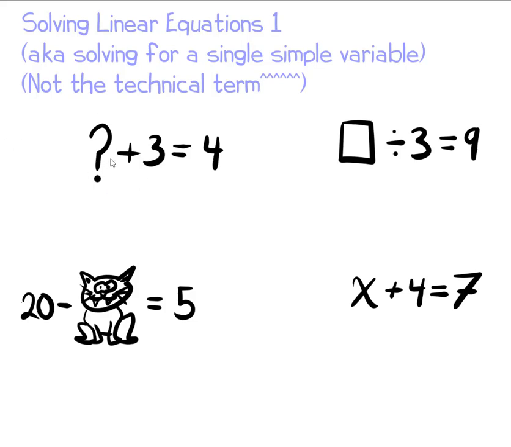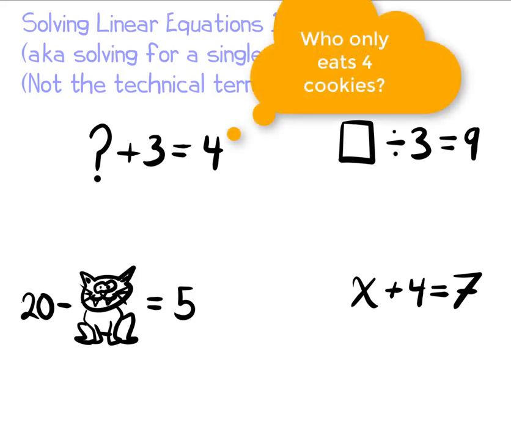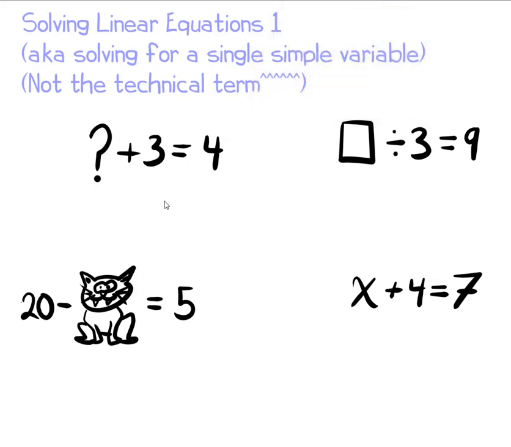So in this case, you've been doing this since you started school, when you had something like question mark plus 3 equals 4. In other words, maybe you had 3 cookies and you're like, how many more cookies do I need to get to 4? The answer is you would need 1 more cookie. 1 plus the 3 is going to equal 4. And so you solved for this. You didn't know it at the time, but that question mark is acting like a variable.